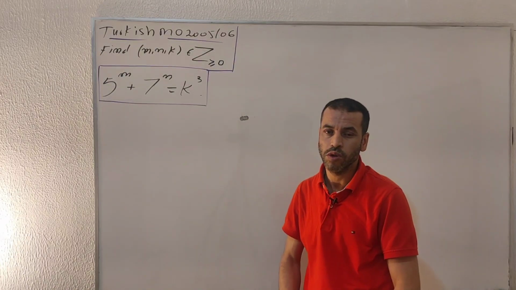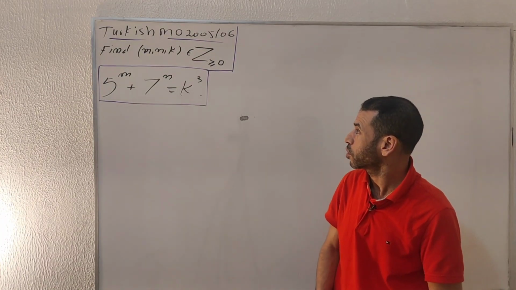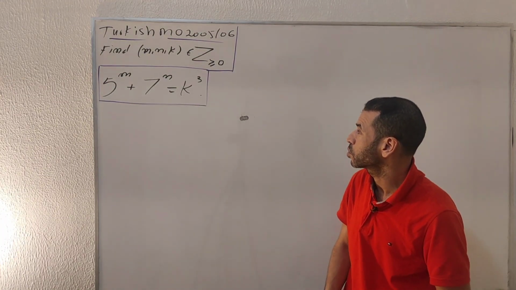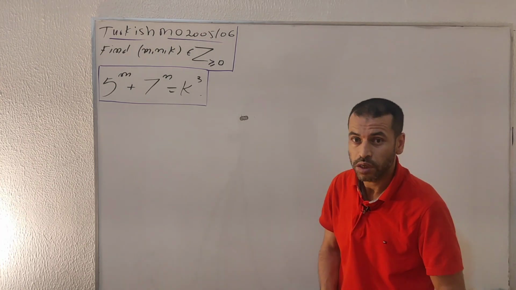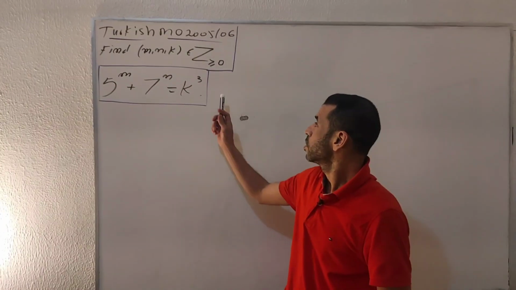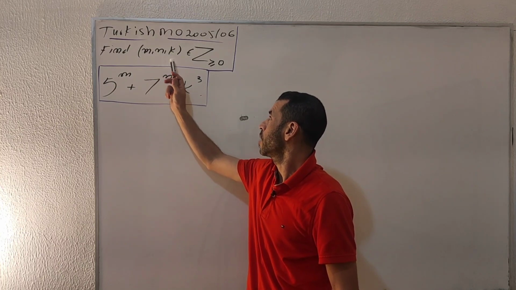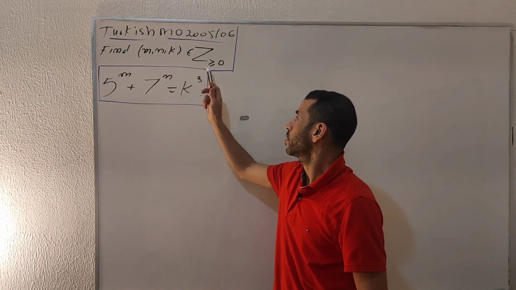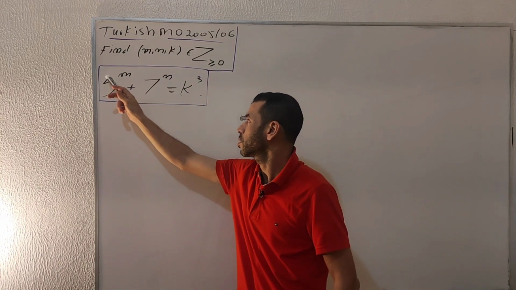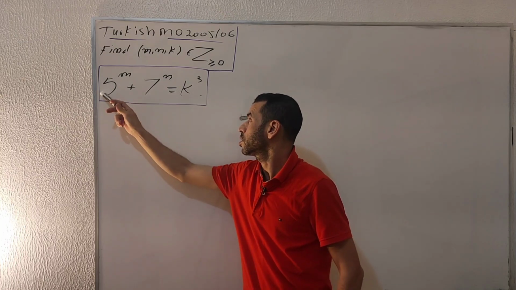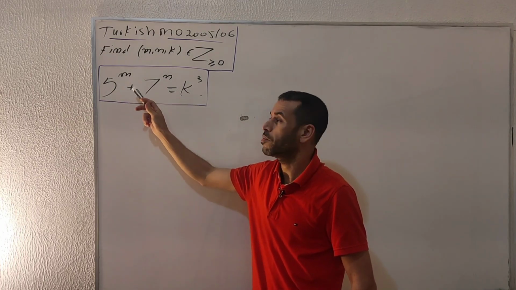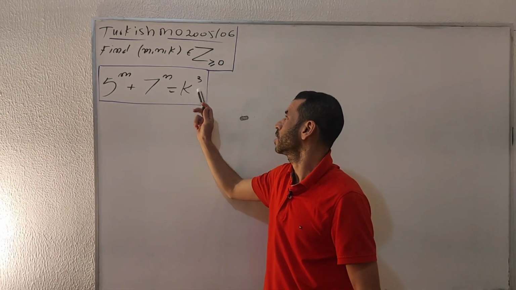Here I would like to introduce a very nice problem of the Turkish Mathematical Olympiad edition 2005 and 2006. Here is the following information. Find all triples m, n and k as non-negative integers such that we have this equation: 5 to the m plus 7 to the n equals k cubed.